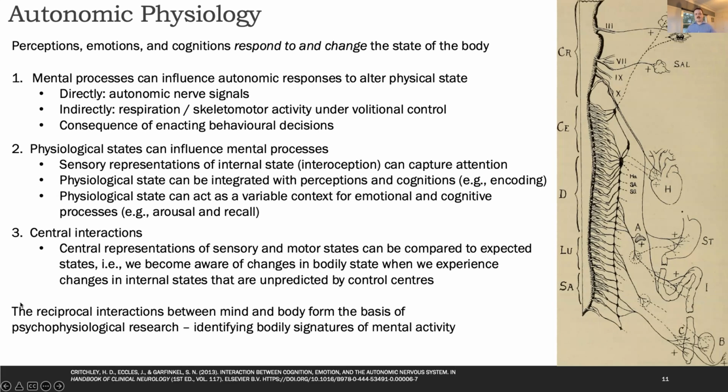These reciprocal interactions between the mind and the body form the fundamental basis of psychophysiological research. We're really interested in identifying these bodily signatures of mental activity, again, as a type of outcome measure. So again, very rarely are we actually interested in measuring physiological processes as the process of interest. We're using these as a slightly different way of measuring the outcome to infer those mental processes that we're interested in.